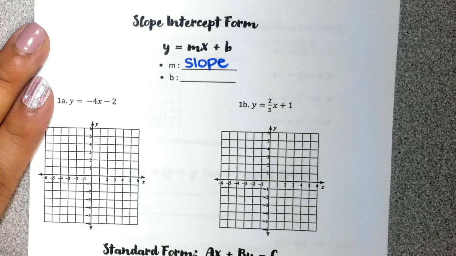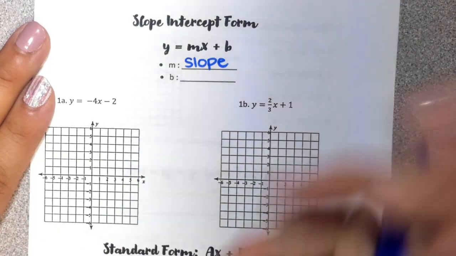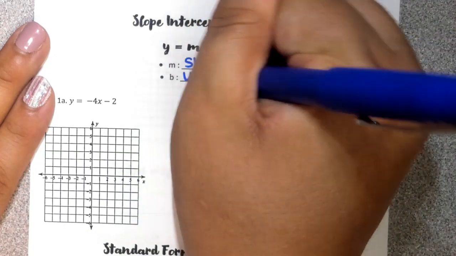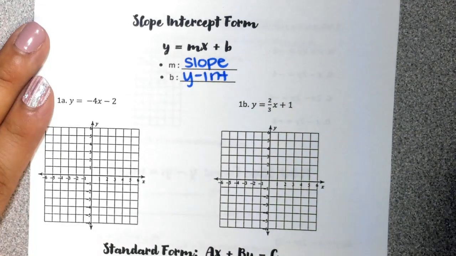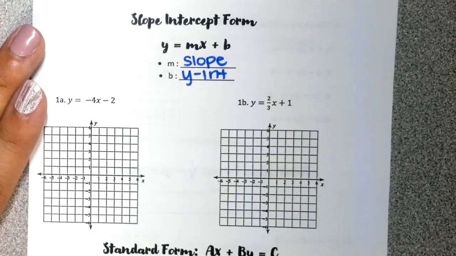Because M stands for how it moves. How does your line move? Up and right, or down and right. Rise over run. What does B stand for? Y-intercept. Why did they give it a letter B? Because that's where your line begins on the y-axis. M stands for how it moves. B stands for where it begins.